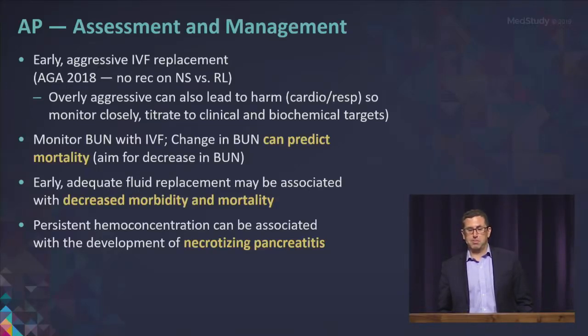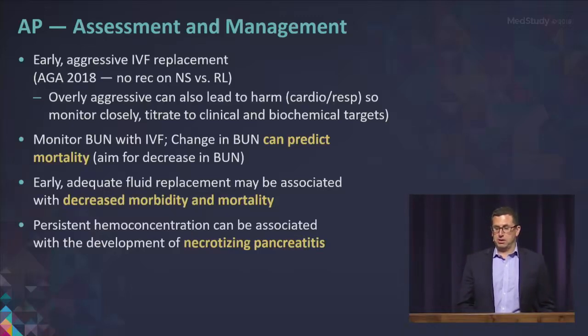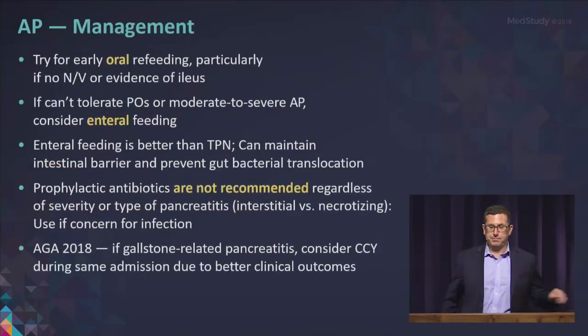The change in BUN can predict mortality, actually. So you really want the BUN to come down, which implies that you're adequately hydrating the patient. And early adequate fluid replacement may be associated with decreased morbidity and decreased mortality. Persistent hemoconcentration can be associated with necrotizing pancreatitis. Again, all pushing for adequate IV fluid hydration.